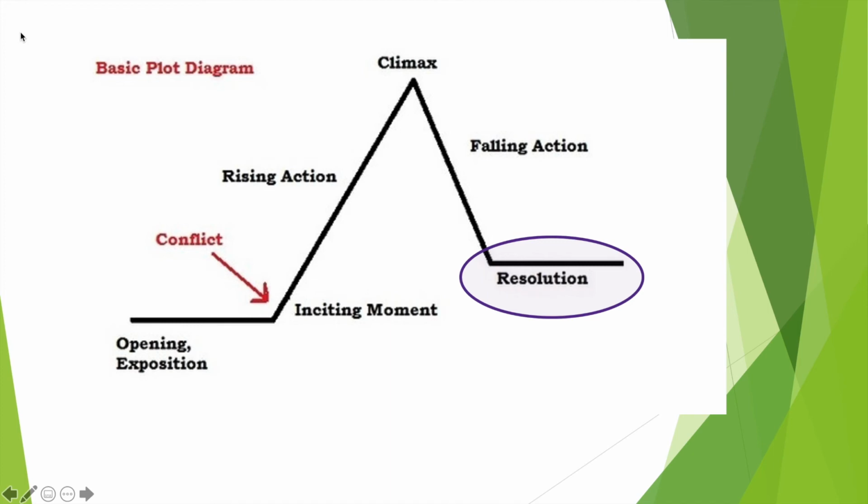So that's all what plot points are about. Hope you guys learned a lot, and we'll keep practicing in class what plot points are.